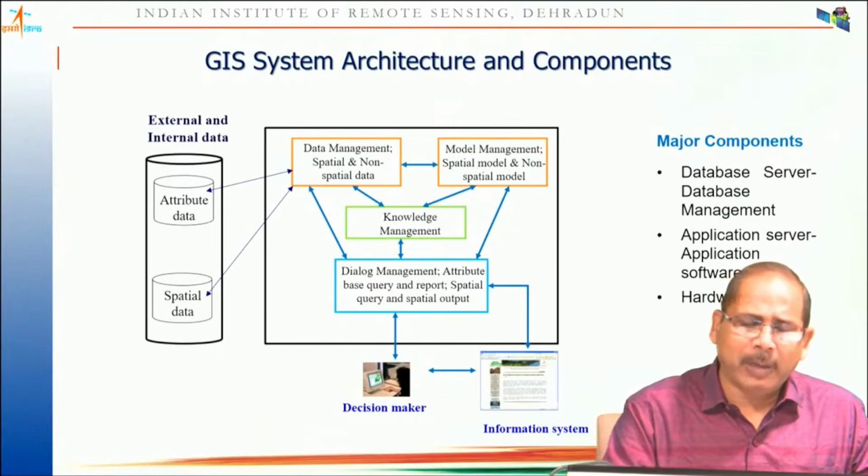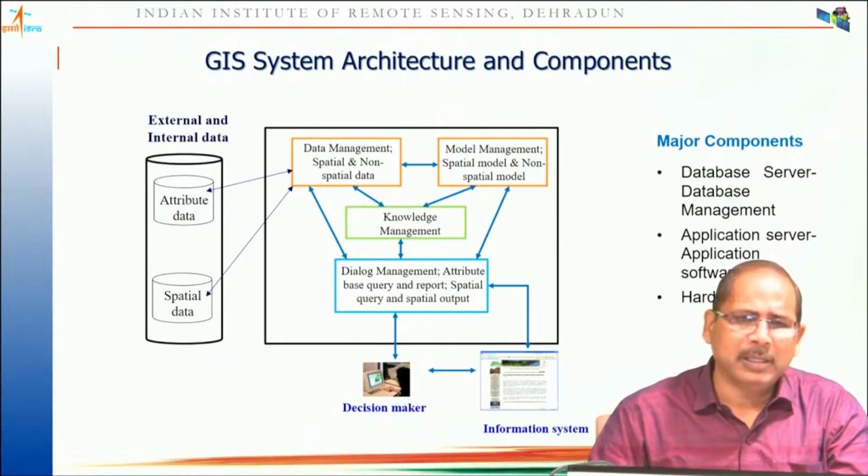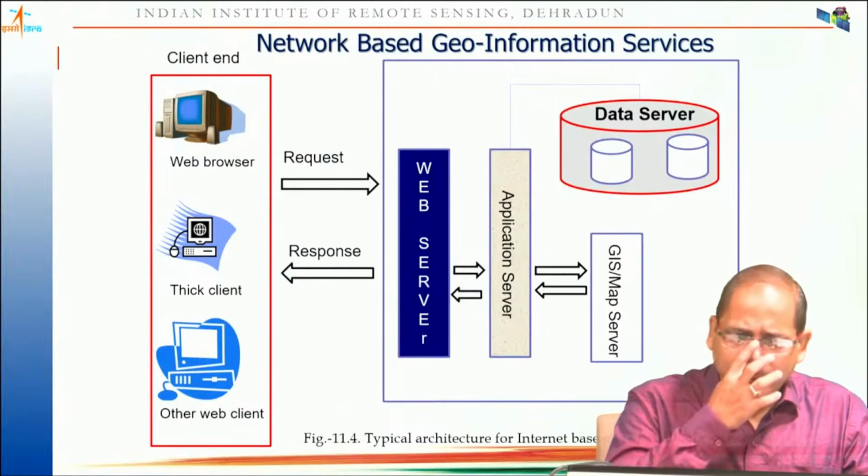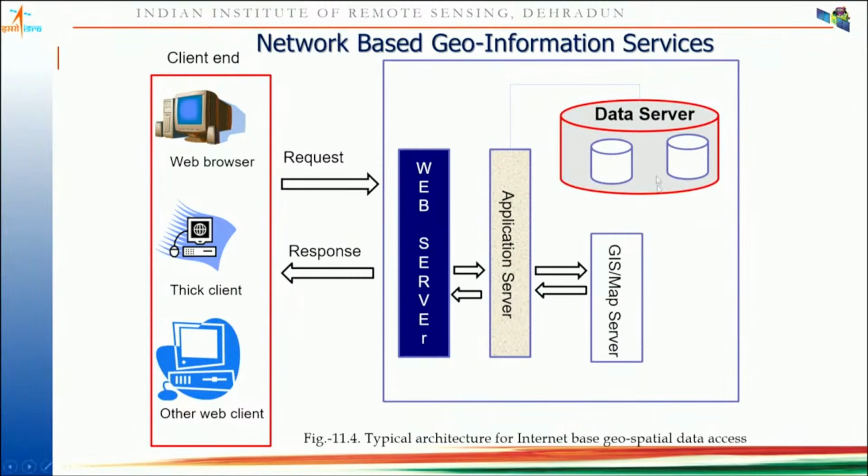In the background will be data, we'll have the database, in between we'll have the application servers, and then we'll be processing this data and presenting to the users. So this is a typical architecture where a network-based GIS system works. Here when I say the database server, it is not a standard database.